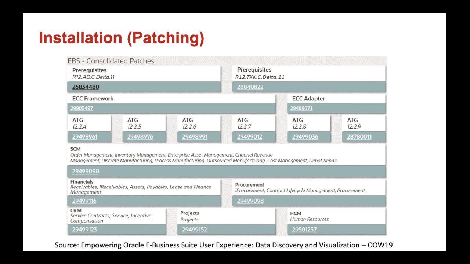There are some prerequisites, and there is an ECC framework and adapter that needs to be installed. And then for each of these families, like supply chain, financials, procurement, CRM, projects, and HCM, some of these are fairly new for version 3, but you're going to see that these are the patches that you can download from Oracle in order to get Enterprise running in your environment.